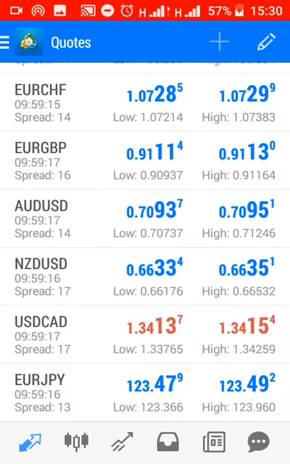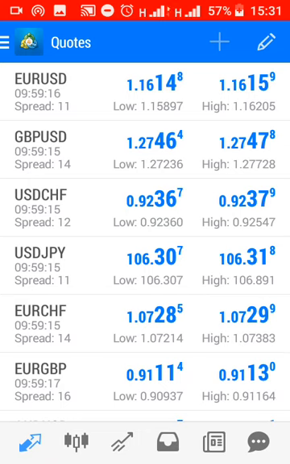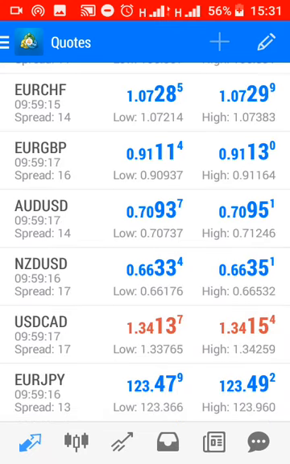Then for the first menu, you have to understand what a base is, what a pair is, what a spread is. If you don't see your pair here, you can just click that plus and add the pair that you are willing to trade on that day. Then you can continue from there.